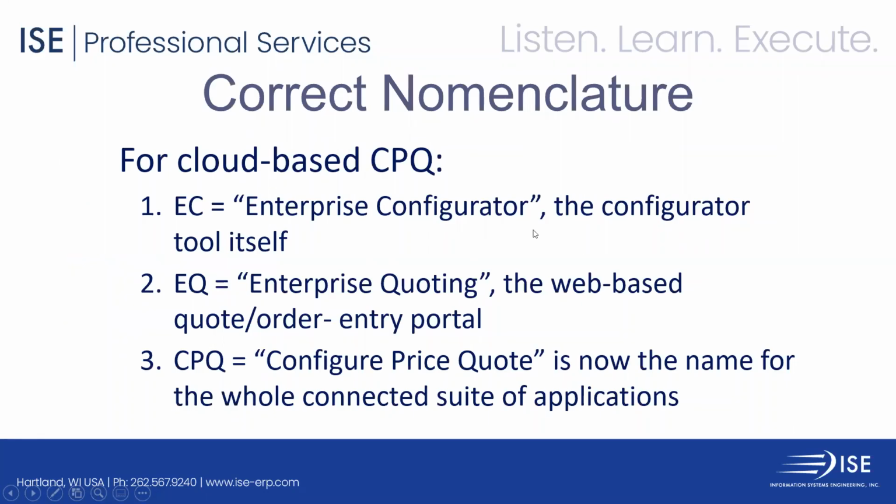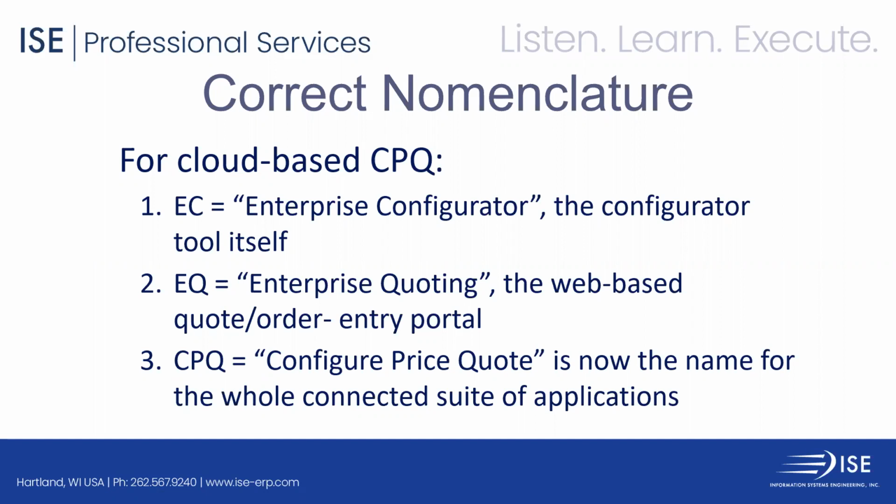Throughout this summer journey, I am going to try to discipline myself to use the correct nomenclature. So when we're in the actual configurator, that's now called EC, or Enterprise Configurator. So that's the configurator tool itself. Enterprise quoting is that web-based quote order entry portal that we just did a demo for. And then CPQ is now the name for the whole connected suite of applications.